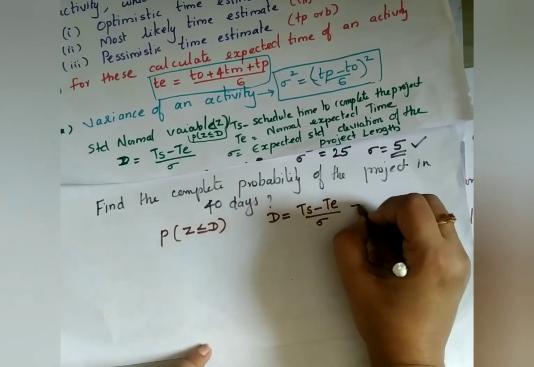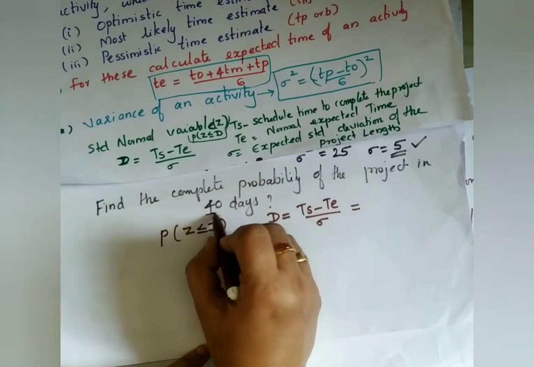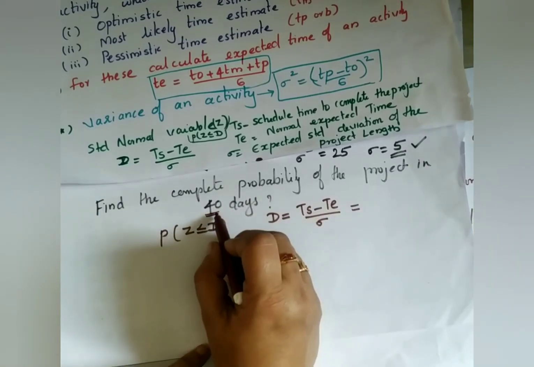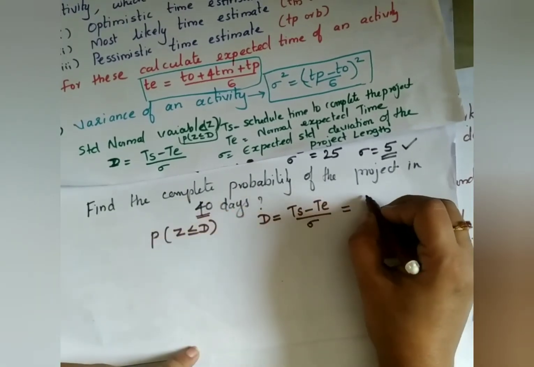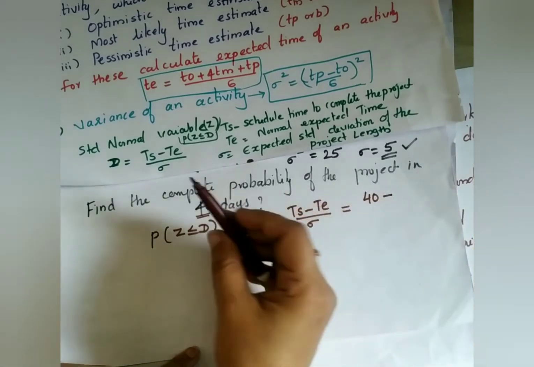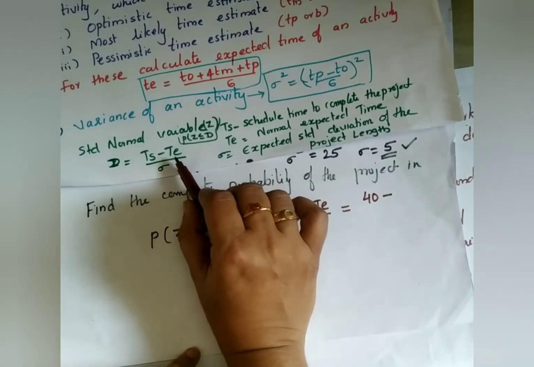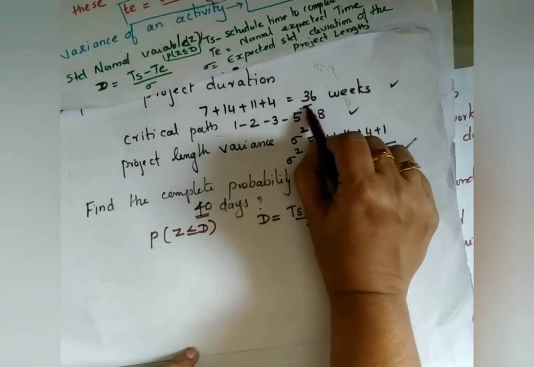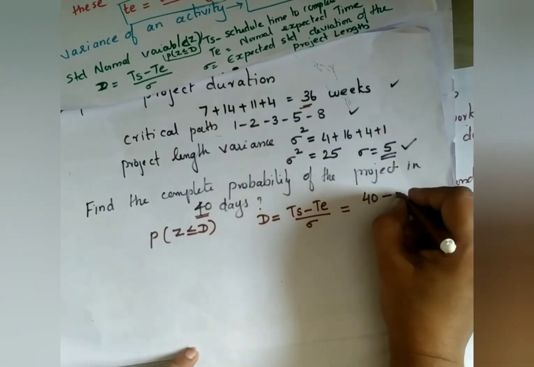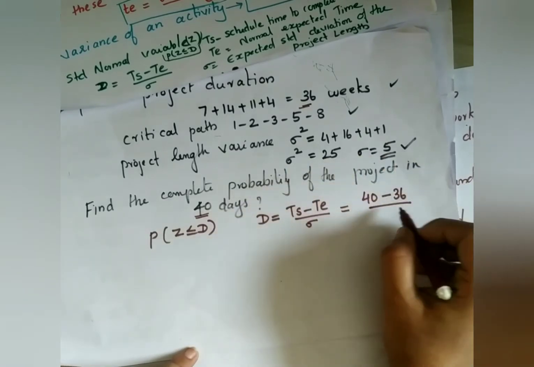What is this Ts? Ts means how much they are telling in the question. See here, 40 days. That is the Ts. Clear? Ts is the scheduled time to complete the project. They are telling you to find the probability for 40 days, so that is your Ts. So 40 minus Te. What is this Te? Te means the normal expected time. From where did you get it? Your critical path length is your expected time Te. So 40 minus 36 divided by sigma. What is the sigma? We already got it, it is 5.